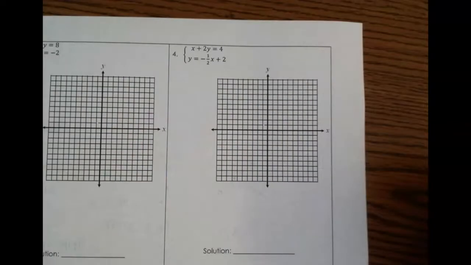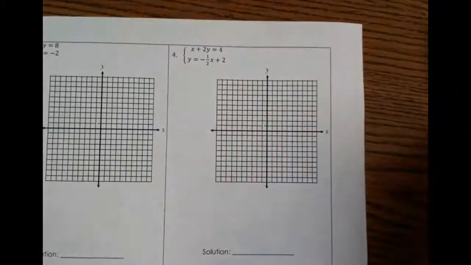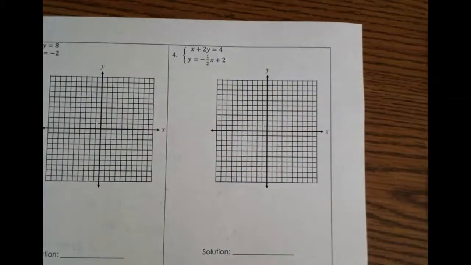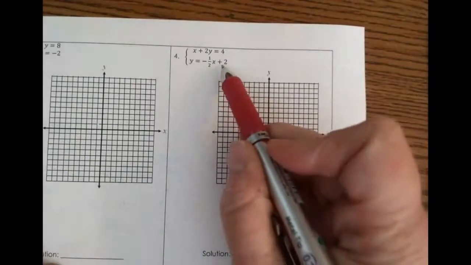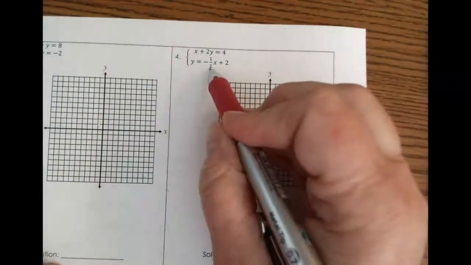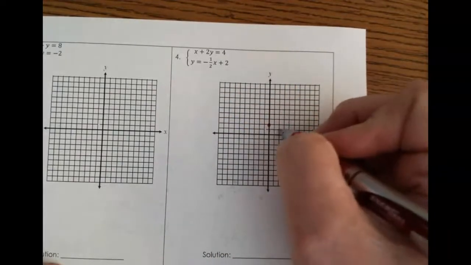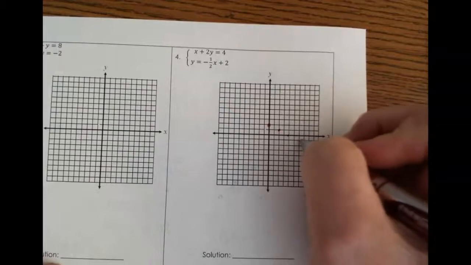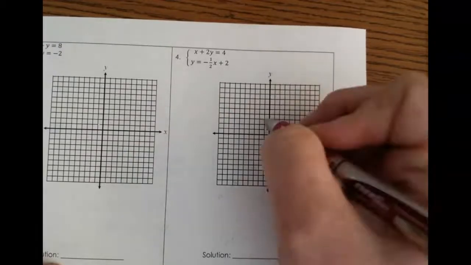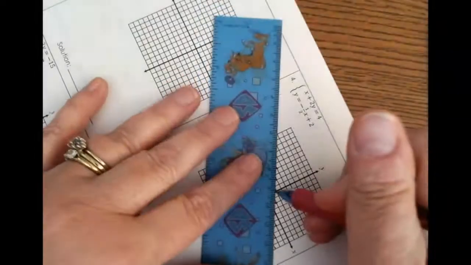All right, let's look at number 4 on the back. One of these is already in slope-intercept form, so I'm going to go ahead and graph that one first. It has a y-intercept of 2 and a slope of -1/2. So that says down 1, right 2, down 1, right 2. Just keep following your pattern. Okay, so I'm going to draw this in.